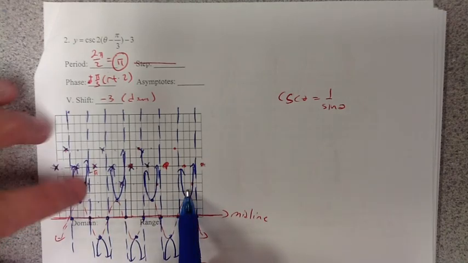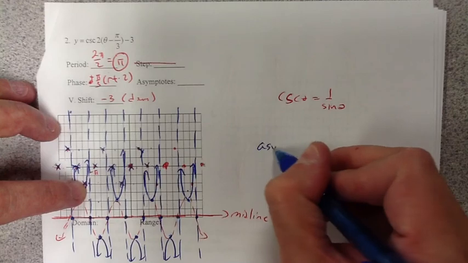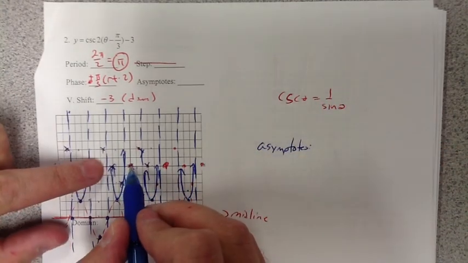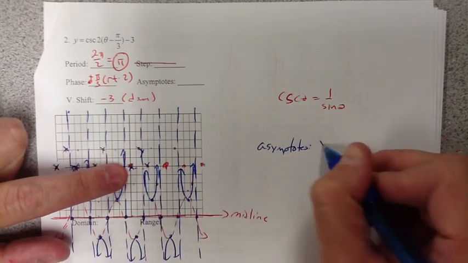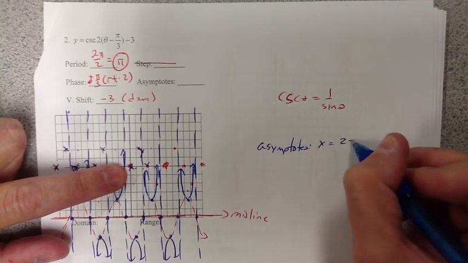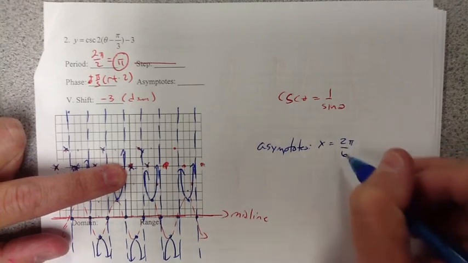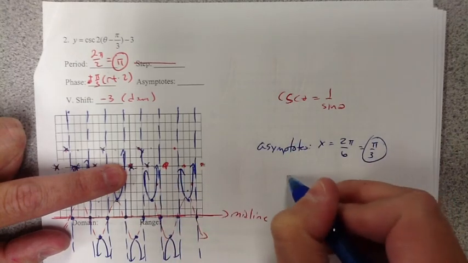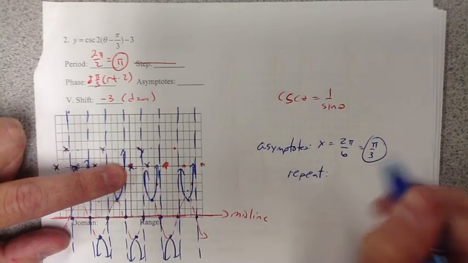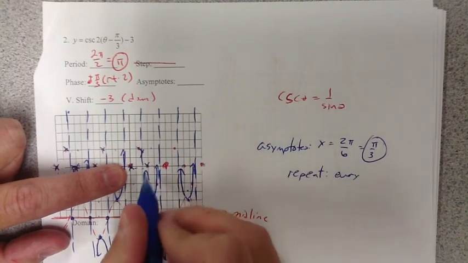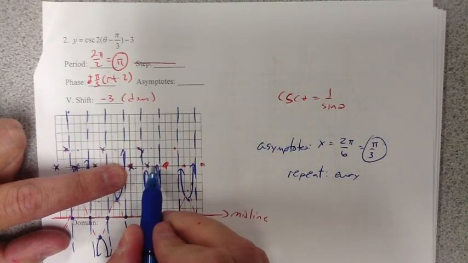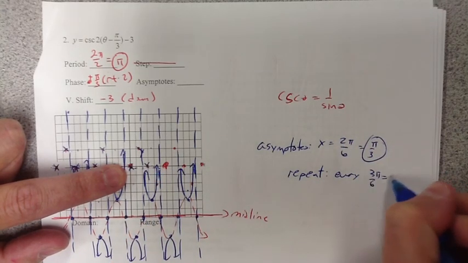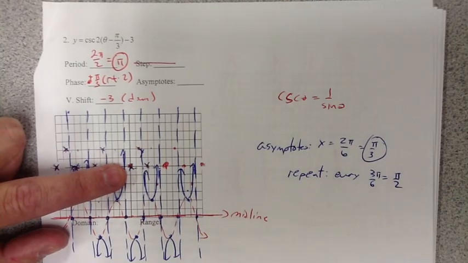Let's get the equation of our asymptotes on this one. Let's get one asymptote first. To get one asymptote, I just count. 1, 2. It looks like I had to go over 2 pi over 6's, so that's pi over 3, just like the last one. But now where do they repeat? Where's my next asymptote? 1, 2, 3 more. So it repeats every 3 pi over 6, or every pi over 2, instead of every pi like the last ones.